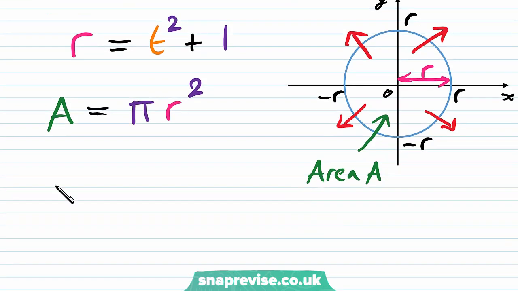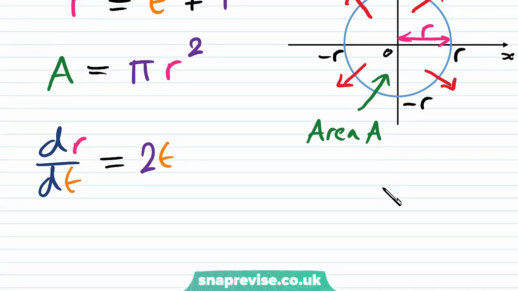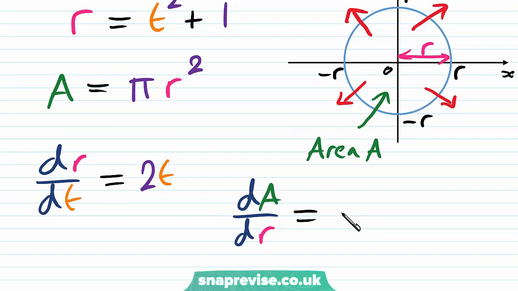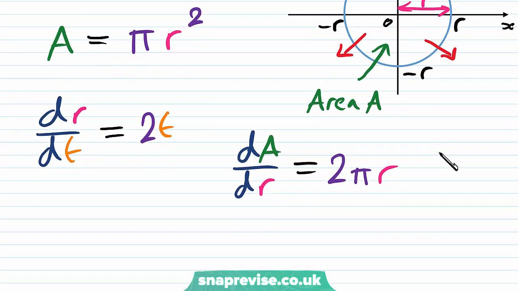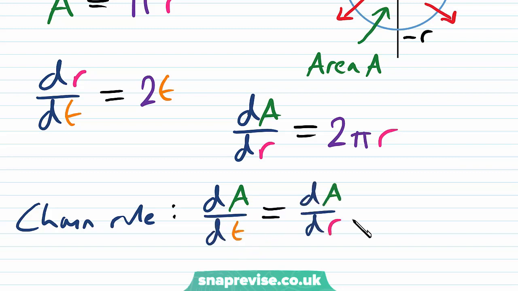First we calculate dr by dt. Differentiating our expression for r in terms of t just gives us 2t. The plus 1 differentiates to 0. And similarly, we can calculate our dA by dr. This is quite simple, we've seen this before, we just get 2 pi r. And then by the chain rule, if we'd like to calculate dA by dt, then we do this by having dA by dr multiplied by dr by dt.